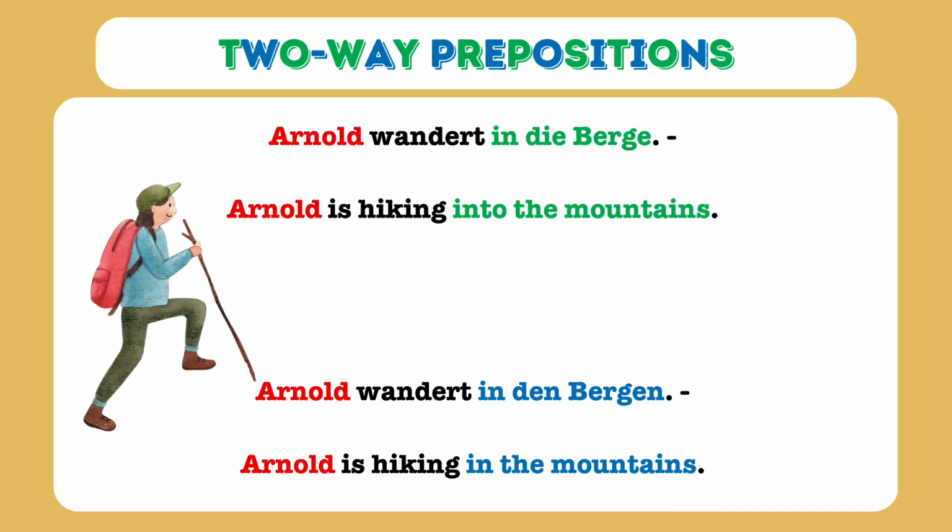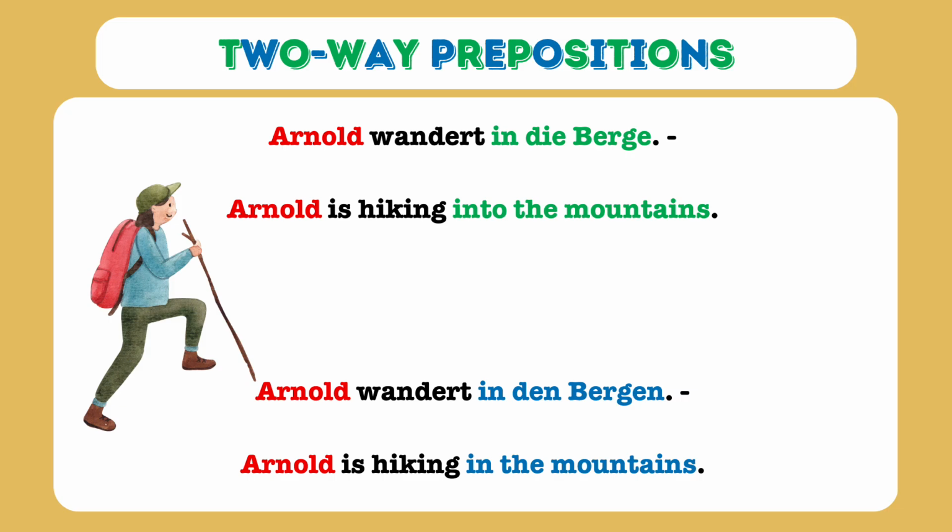Arnold wandert in die Berge. Arnold is hiking into the mountains. This tells us he is hiking, but he was not in the mountains at the beginning of the sentence, and he is at the end of the sentence. In die Berge shows that change.